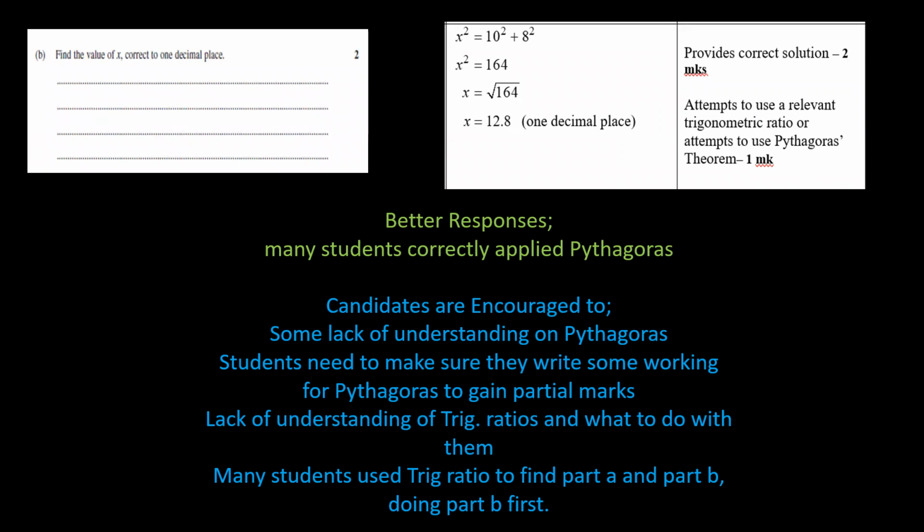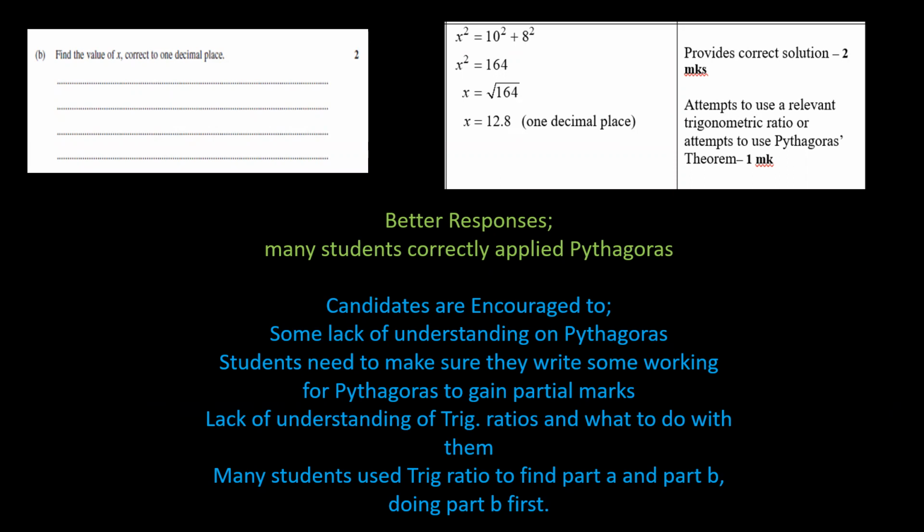For part B, again a stage 4 concept, most candidates were able to achieve 1 or 2 marks. We had very few NAs in this response, I think because it was originally introduced in stage 4. Many students applied Pythagoras' theorem correctly. Some lacked understanding of Pythagoras. Students need to make sure they write some working for Pythagoras to gain partial marks.